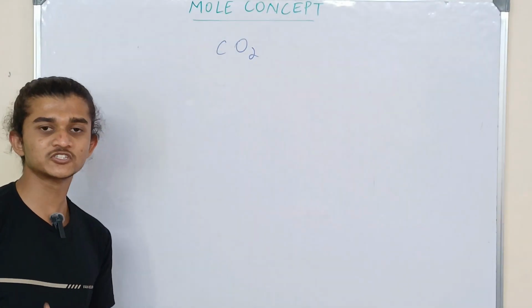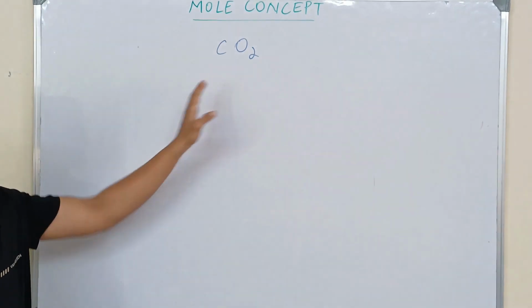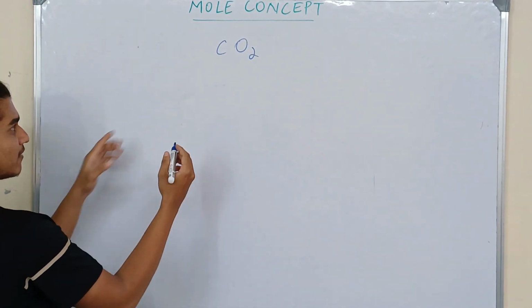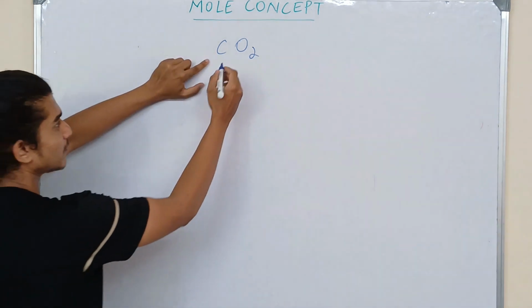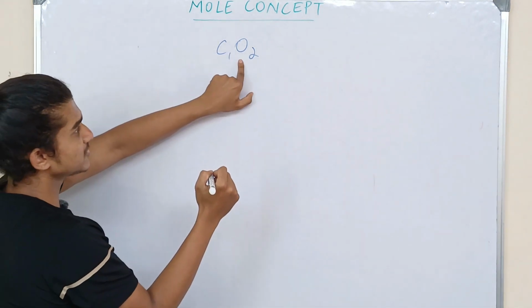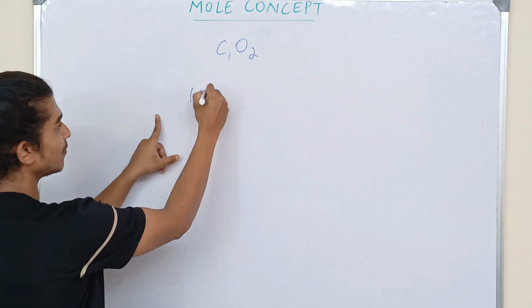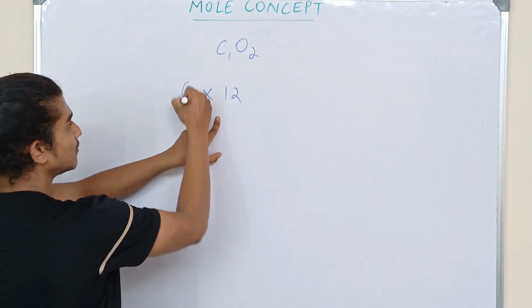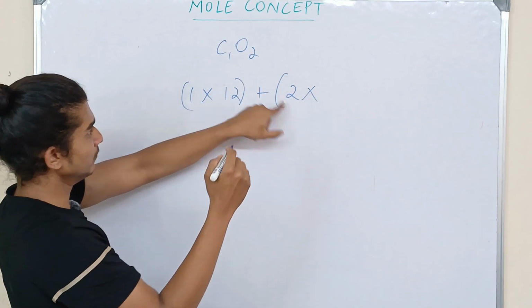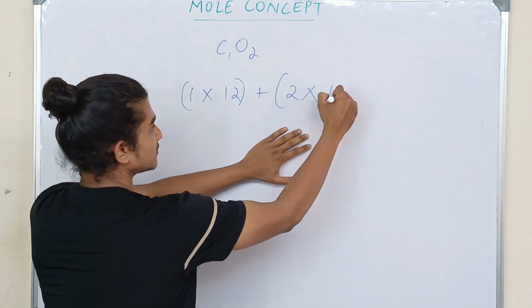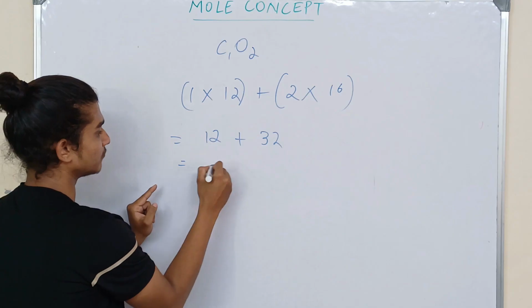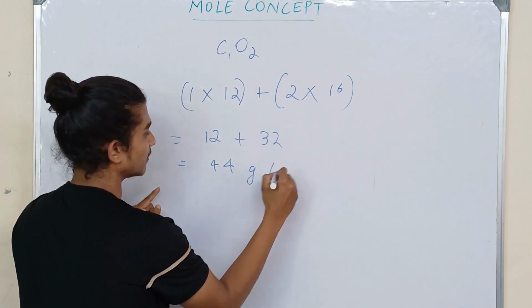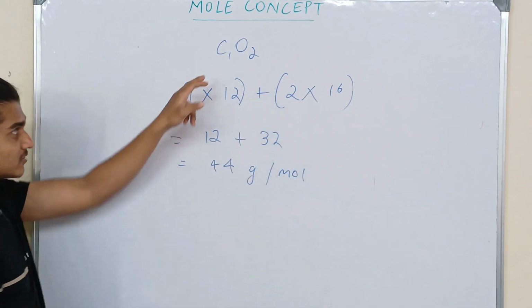Whereas for molecules, the molecular weight you have to find using a method. I'm taking the example of carbon dioxide. As you can see, the number of carbon atoms here is 1, whereas the number of oxygen atoms is 2. So 1 times the mass of a carbon atom, which is 12, plus 2 times the mass of an oxygen atom, which is 16. So 12 plus 32, your answer will be 44 grams per mole. This is the molecular mass of carbon dioxide.